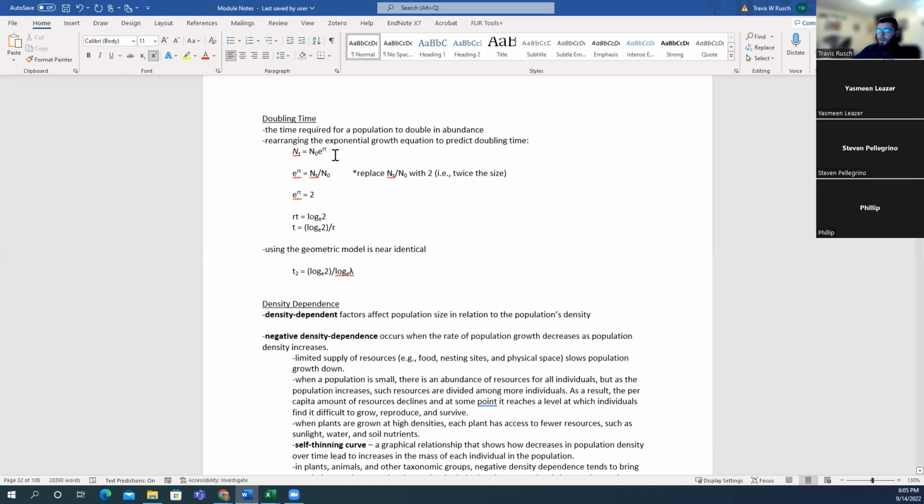Okay, thank you. Yeah. And for this, I would say focus more on the concepts of doubling time. You're not going to be asked to calculate the doubling of a population, but you might be asked some questions about doubling time.